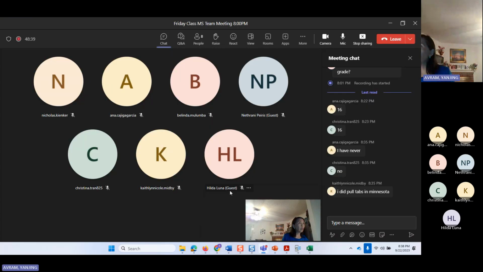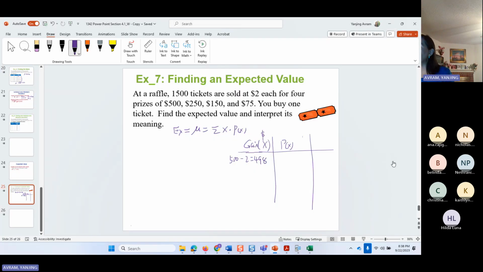Because you have to spend $2 to get a ticket. Okay, so this is your net worth. You gain $4.98. If you want a second prize, you got $2.50. Same thing, you have to buy the ticket, so this will be $2.48. So $2.48 is your net gain value.